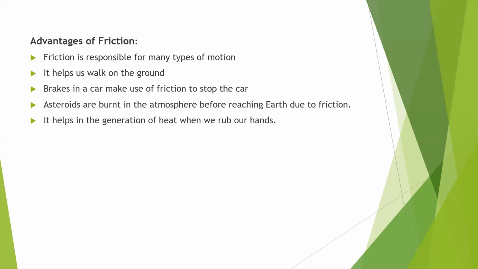Then next, it helps us to walk on the ground. Brakes in a car make use of friction to stop the car. Asteroids are burnt in the atmosphere before reaching Earth due to friction. It helps in the generation of heat when we rub our hands. When you rub your hands, the heat that is generated makes the palms warm. So this is also because of the friction phenomenon.